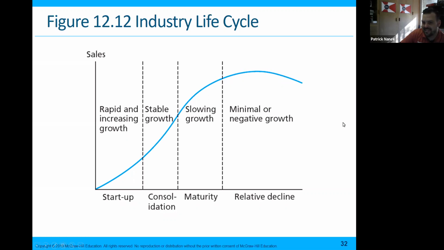And as a matter of fact, you could take this line out a lot further and show their decline, because they went all the way out of business. But then you have Netflix and those other ones that are probably right here in the stable or slowing growth area of their life cycle, or industry life cycle, currently.